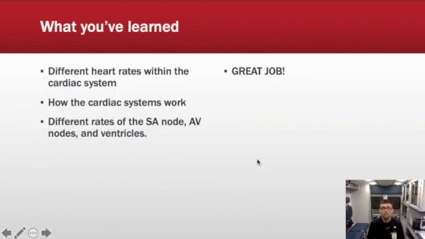So what we've learned in this session is different heart rates within the cardiac system, how the cardiac systems work, and different rates of the SA node, AV node, and the ventricles. So you can go back, look at this, study it. It's okay. I know it's a whole lot of information to take in, but you guys have done a great job so far.